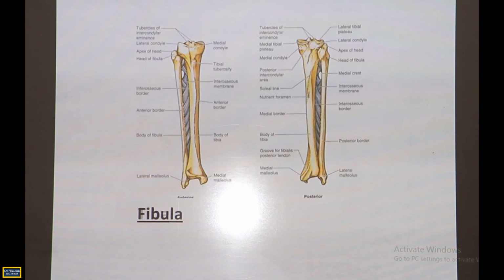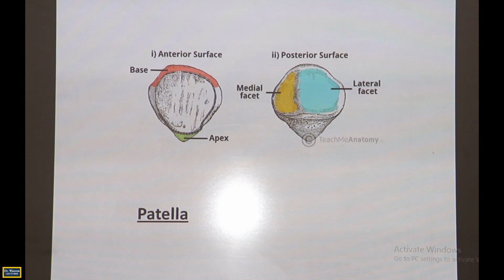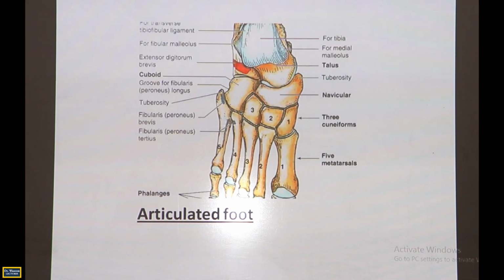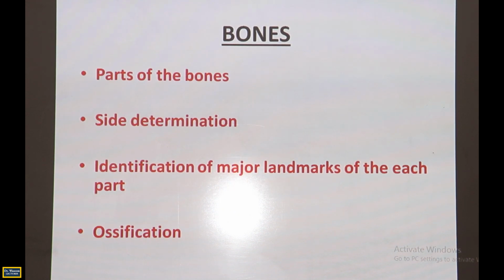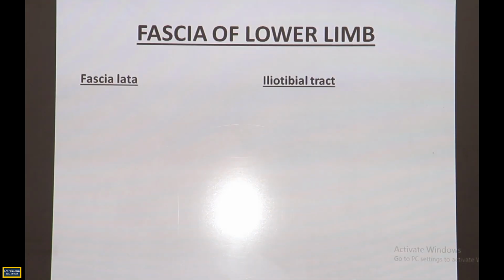This is something when you are actually done here, all the bones will take not more than 2 days, maybe just 1 day is enough for the bones here. Bones means the parts of the bones, site determination, identification of major landmarks of each part of each bone, and then if required, if clinically important, then ossification also. After that you enter into the fascia of the lower limb.